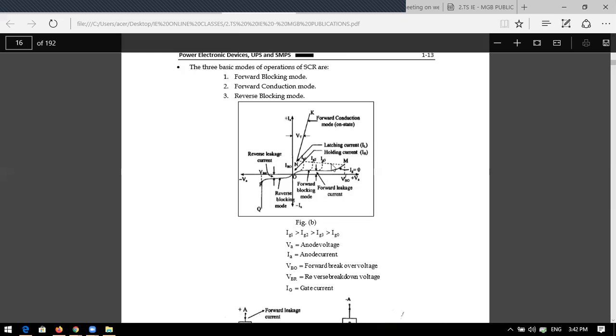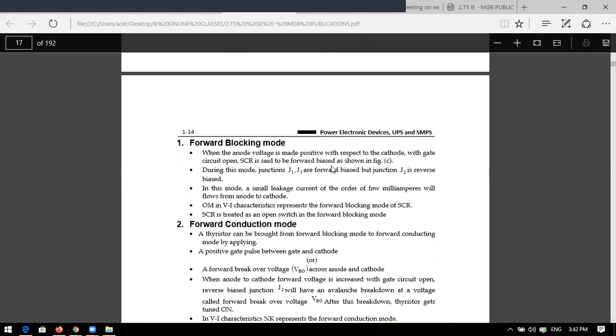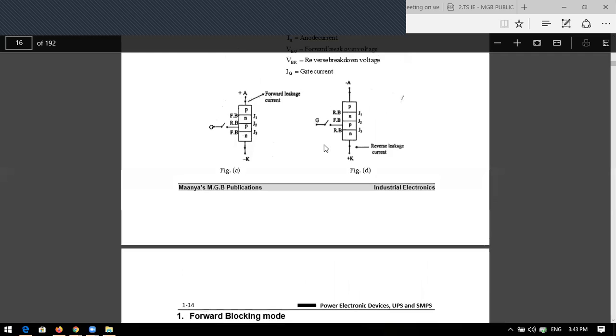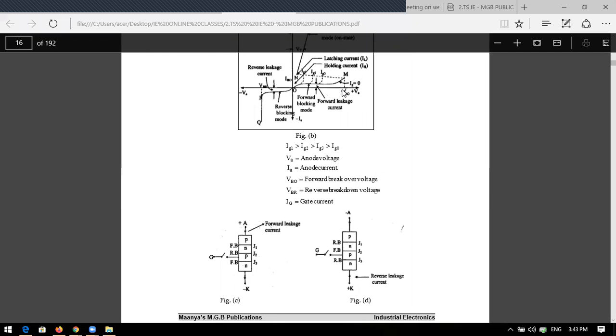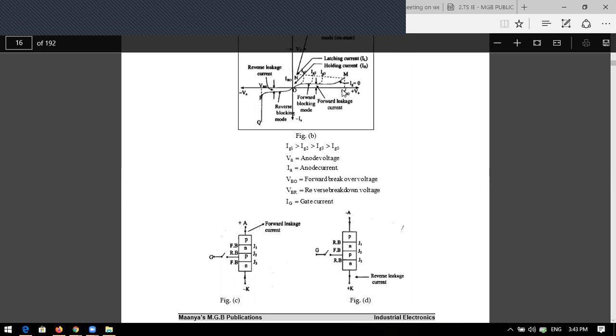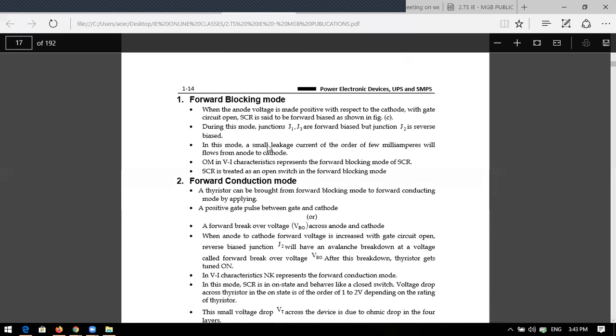Okay, in the forward bias mode, the first one is forward blocking mode. The region O to M of the VI characteristics you can call the forward blocking mode. We have some leakage current here, a few milliamperes of current flowing, and it is negligible actually. So that region you can call the forward blocking mode.